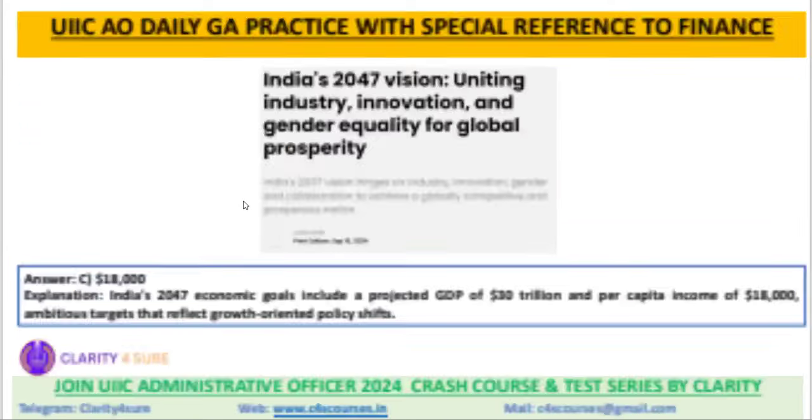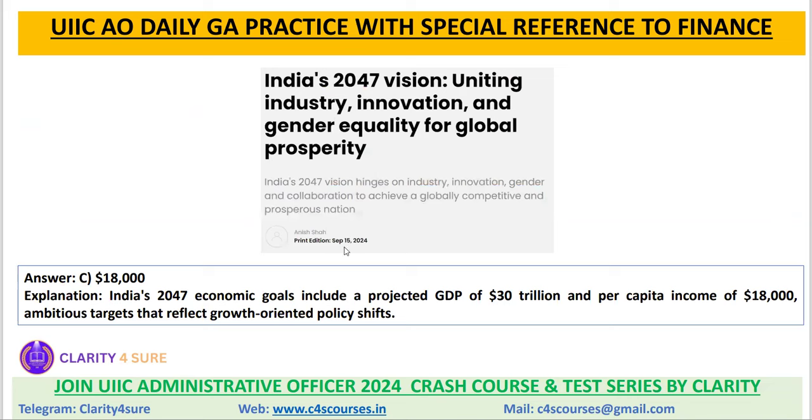So this was in the news again in September, and that's why this becomes important. The answer would be: for reaching a projected GDP of 30 trillion, we need to have a per capita income of at least 18,000.